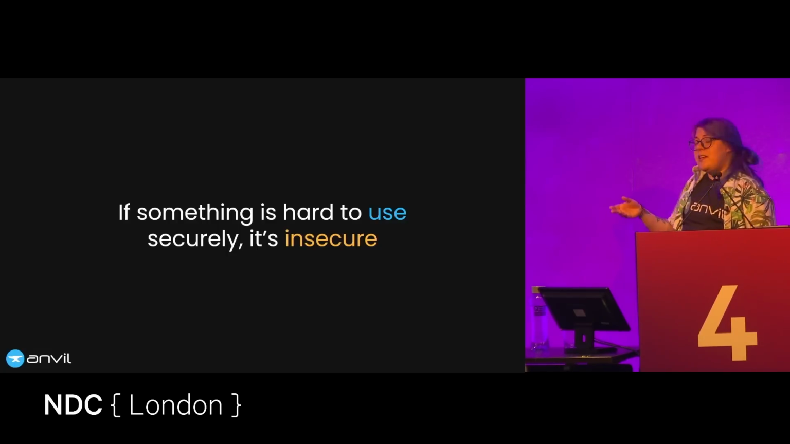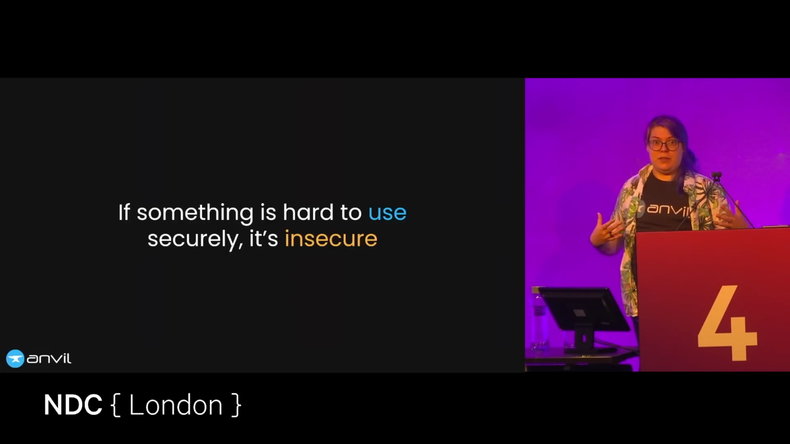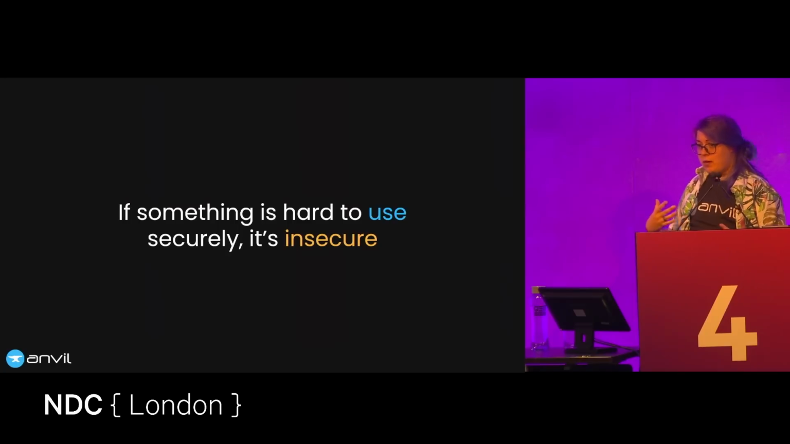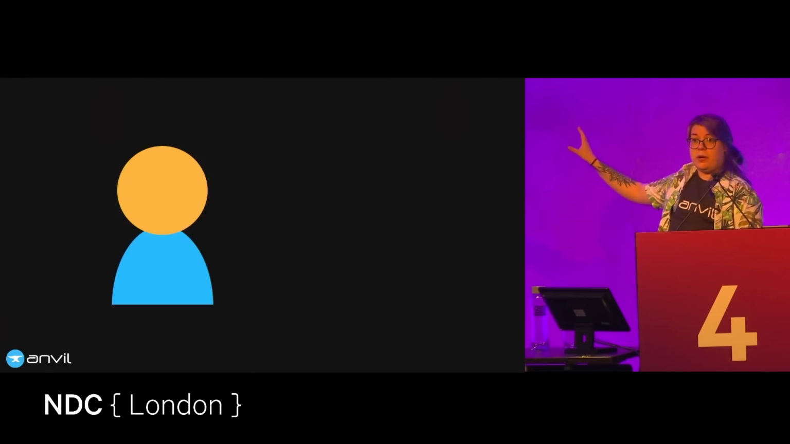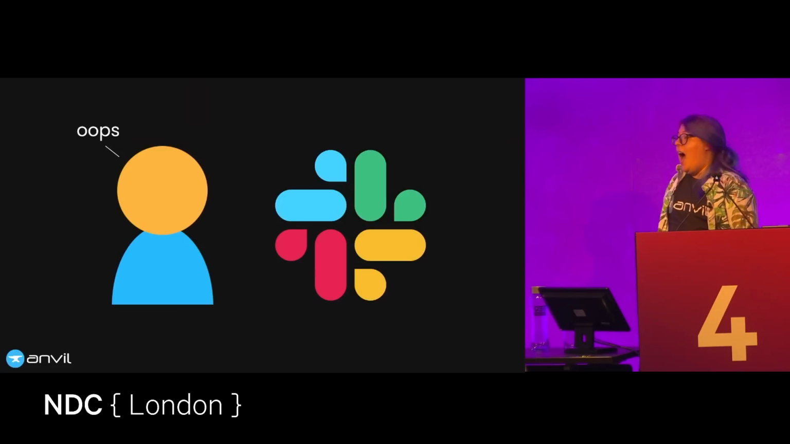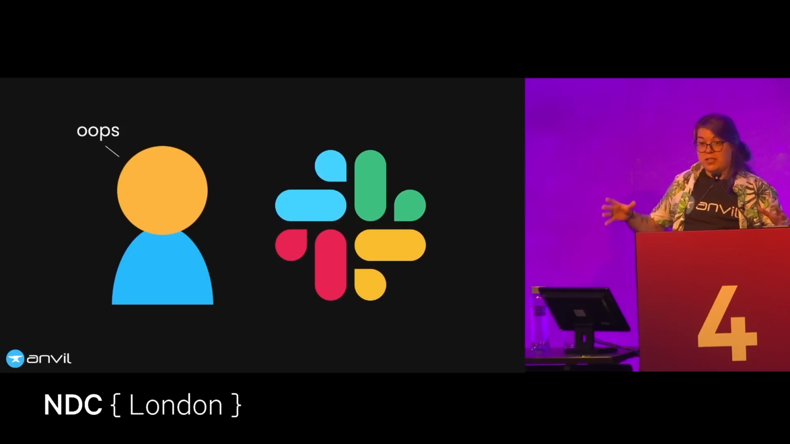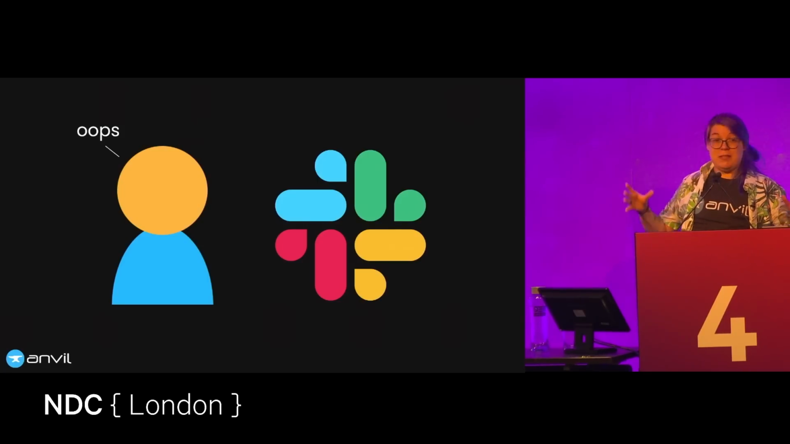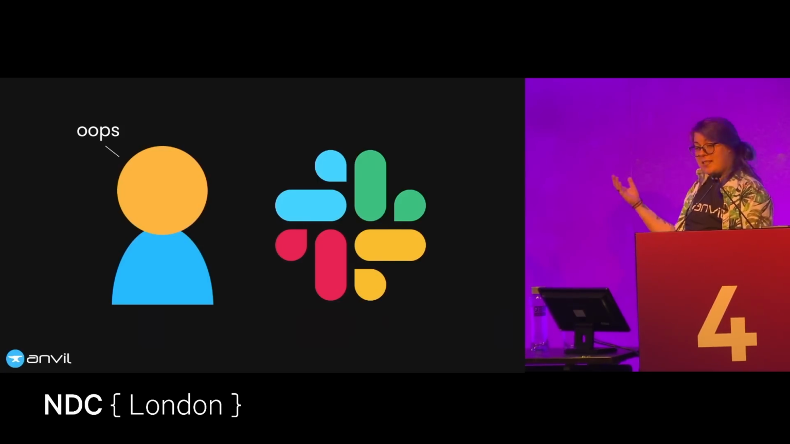And the thing is, you might say, well, I have really clever users, right? I have sophisticated users. Maybe my users are also developers. They know all this stuff. Smartest person I know put their master password into Slack. Doesn't matter how clever your users are. You need to build your system to account for the fact that they will make mistakes. So if something is hard to use securely, it's insecure.